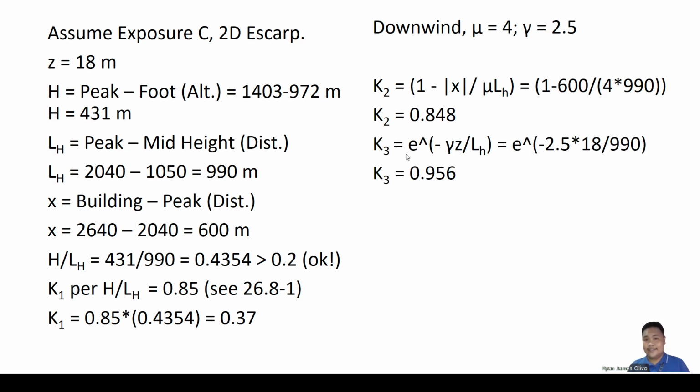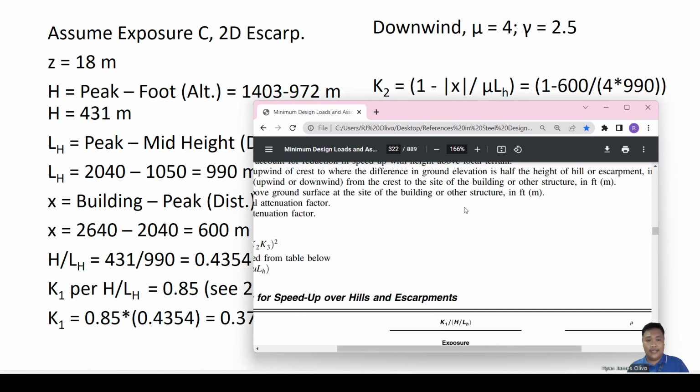For our last multiplier K3, 0.959, as you can see here. This is just simple mathematics. So we get 0.956. Getting our final topographic factor with this formula, we get KZT equals 1.69. As you can see, it is amplified by almost 69%. Instead of 1, the effect of the topography, the speed up of wind.